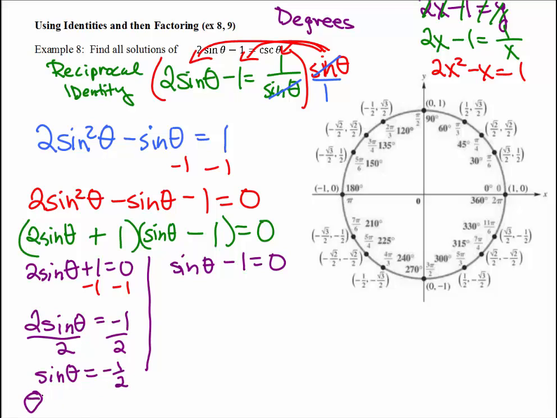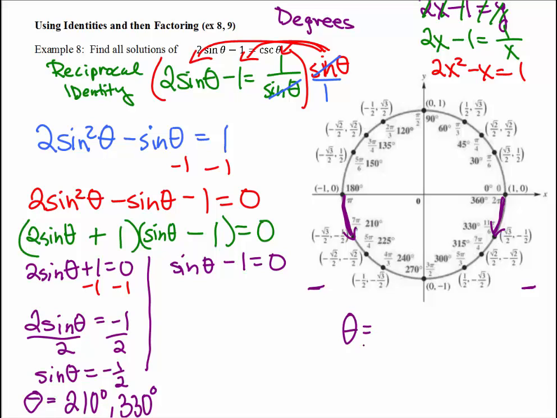So we're looking for angles on the unit circle that have a sine value of negative 1/2. So we're looking in quadrants 3 and 4, where sine is negative. And we know that's our 30-degree reference angle. So we're going to go 30 degrees from the x-axis into quadrants 3 and 4. And that would give us angles of 210 degrees and 330 degrees. Now we're looking for all possible solutions.